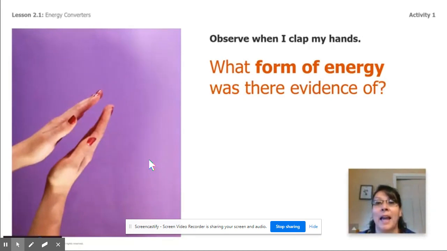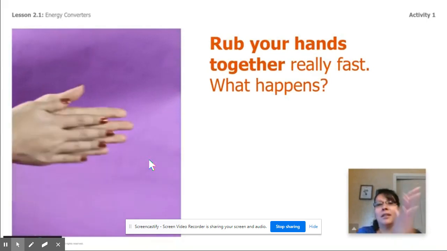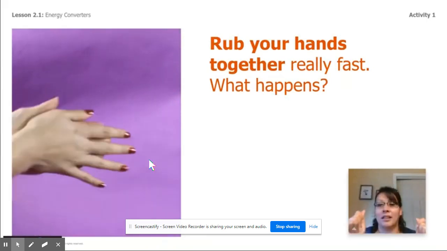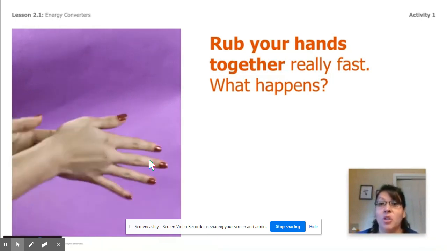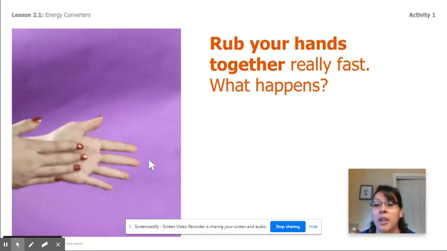Now, what happens when I clap my hands? What form of energy is there evidence of? Ready? You can do that with me at home. Yep, it's sound energy. I am making a sound. The output, I'm going from motion to sound. That's what you're hearing. So rub your hands together really fast. What happens to your hands? Yeah, they get warm. So what kind of energy am I outputting right now? Yeah, we're converting motion energy to thermal energy, heat energy. I'm making my hands really hot.